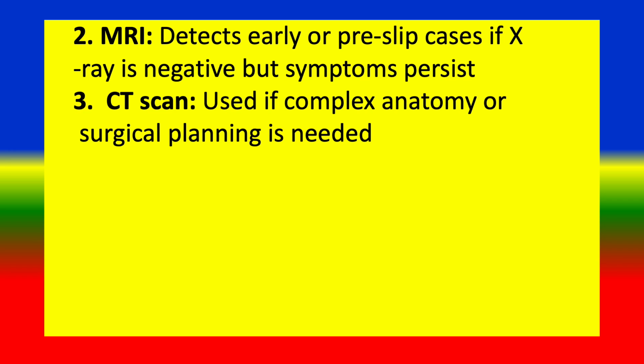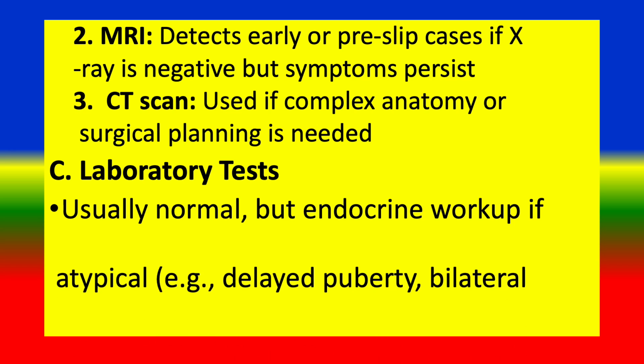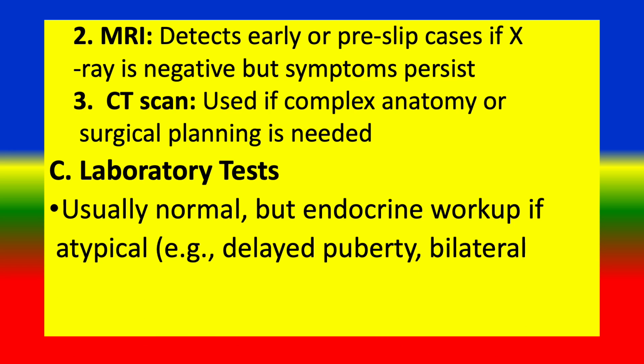2. MRI detects early or pre-slip cases if X-ray is negative but symptoms persist. 3. CT scan, use if complex anatomy or surgical planning is needed. C. Laboratory tests usually normal, but endocrine workup if atypical, for example delayed puberty, bilateral slips.